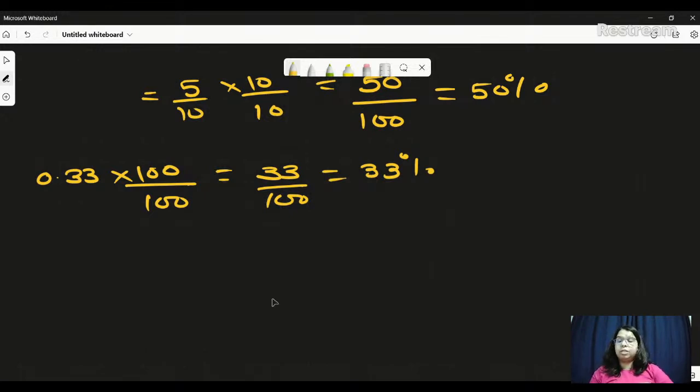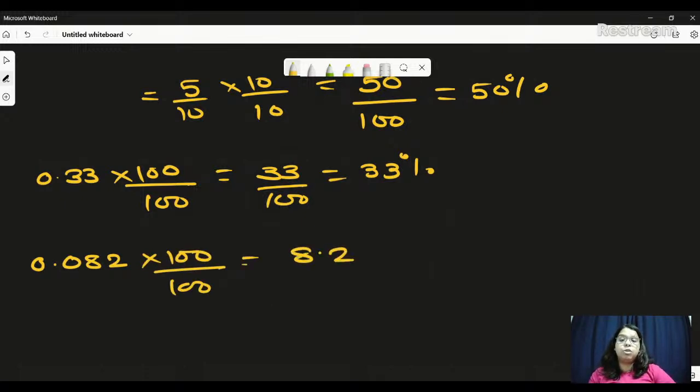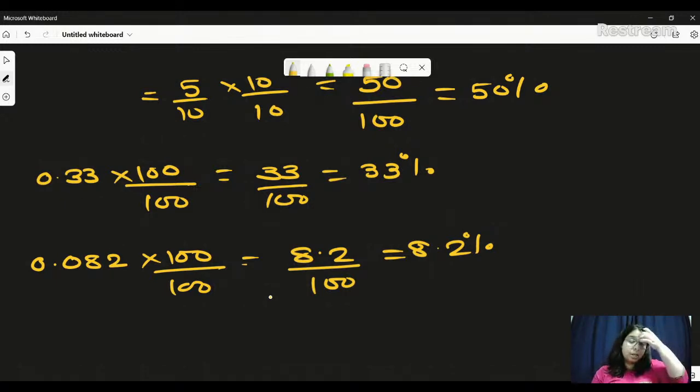Let's take one more example. Let's say I have 0.082. That is also, I will multiply by 100 over 100. That is equal to 8.2 over 100. So that is going to be equal to 8.2%. Okay, so this is how you convert your fractions and your decimals into percentages.